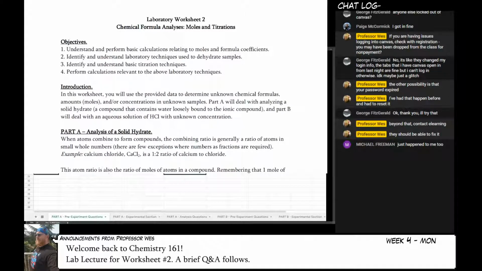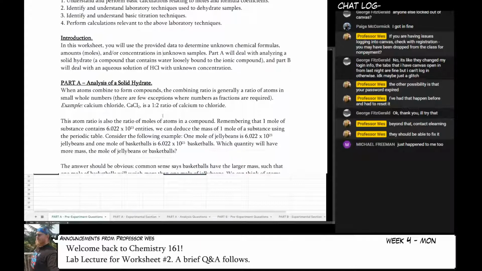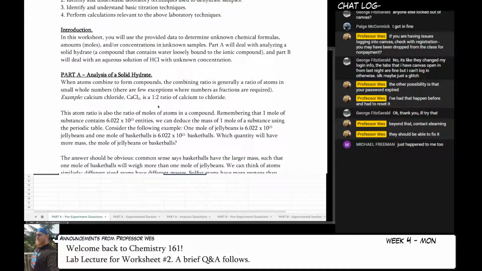So the first part's going to involve a solid hydrate. A hydrate is an ionic compound that contains water in it. Now, the water is sort of just loosely bound. What that means is that the water molecules form interactions with the compound. Typically, that's the metal ion that is involved. So, like in calcium chloride, if calcium chloride was a hydrate, the water would be bound to the calcium as well as the chlorides. And they would incorporate into the crystal structure in a repeating lattice that we'll talk more about in Chapter 4.